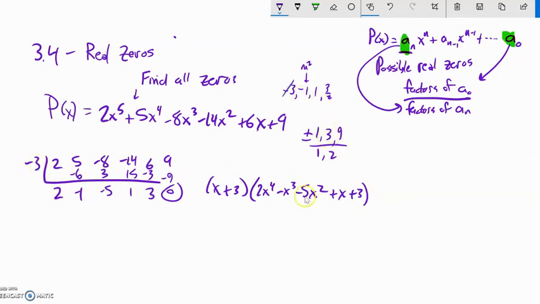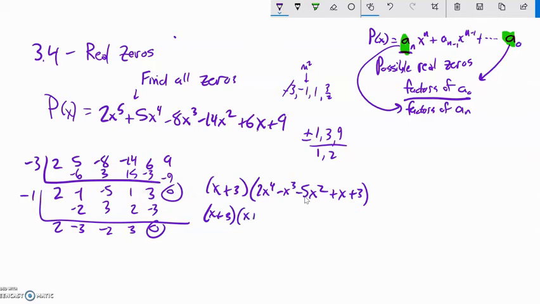So let me try negative 1. Bring it down. Multiply, add, multiply, add, multiply, nice, add, multiply. That worked as well. So I'd already taken out an x plus 3. I just took out an x plus 1, and this was fourth degree, so this should shift down to 3rd degree. So I have 2x cubed minus 3x squared minus 2x plus 3. Now, I thought that negative 1 was a repeated root. It looked like it on the graph. So I'm going to take it out again.